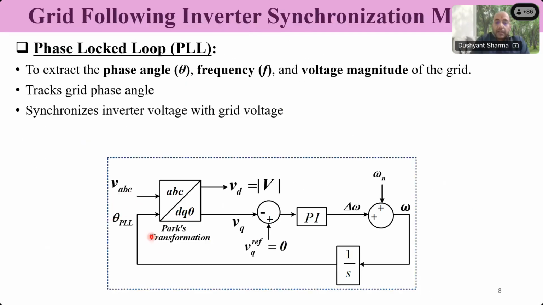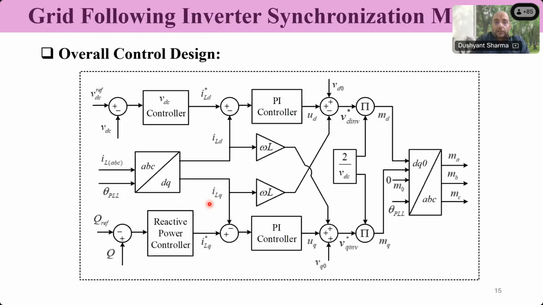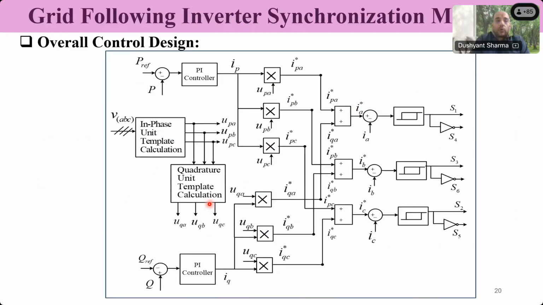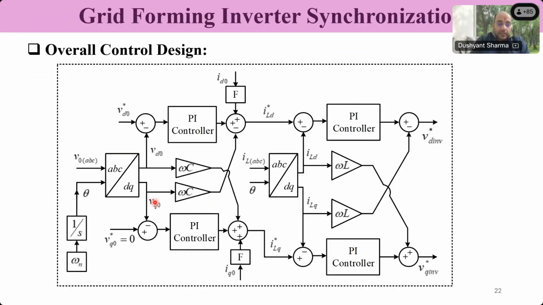And how does PLL work? The PLL works by converting the bus voltage to D and Q, the grid reference. But when we talk about the grid forming mode, there is no bus voltage, there is no grid voltage. So the PLL is not required. There is nothing the PLL can do, because there is no voltage in the first place. The inverter itself has to produce the required voltage.